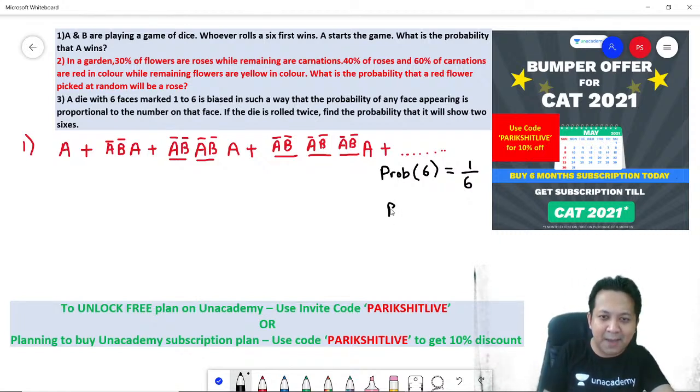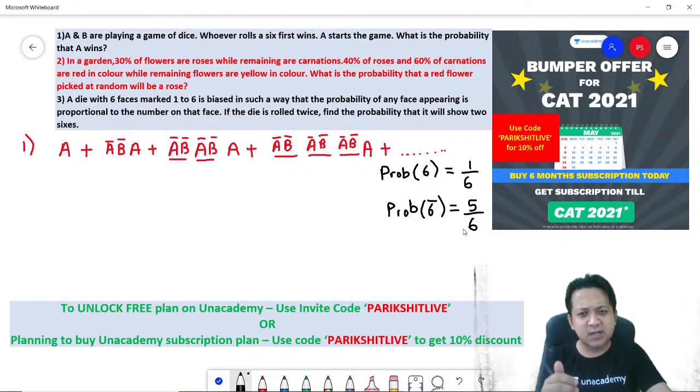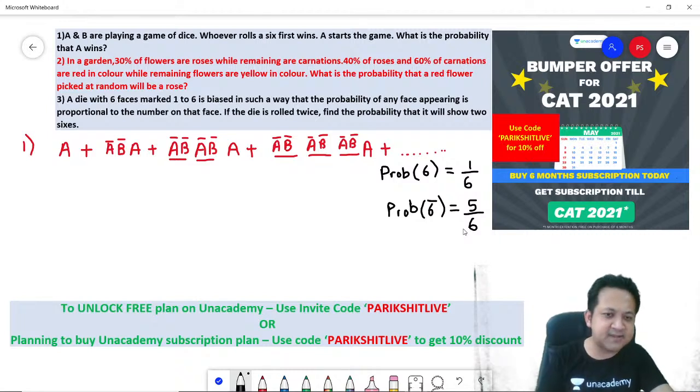What is the probability of not throwing a 6? Let me put a bar. It has to be the remaining, right? 5 by 6. So 5 out of the 6 numbers are negative cases, so I will say 5 by 6. Probability of throwing a 6 is 1 by 6, so not throwing a 6 is 5 by 6.